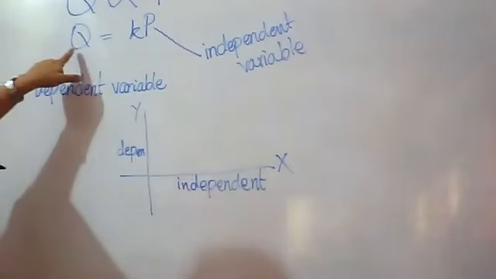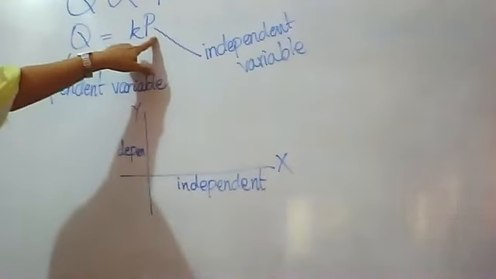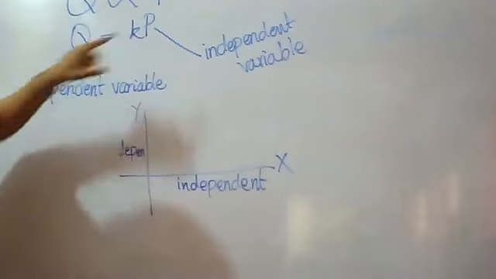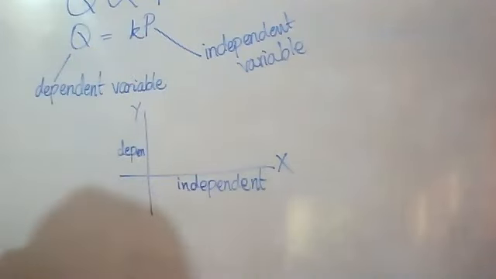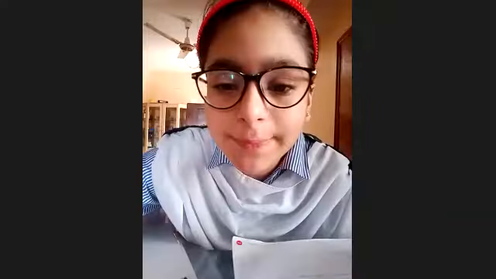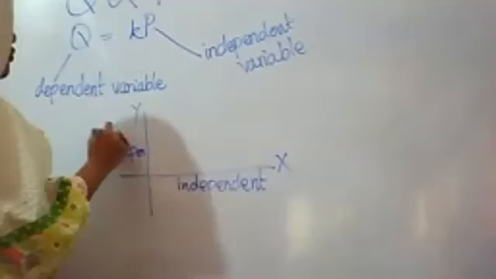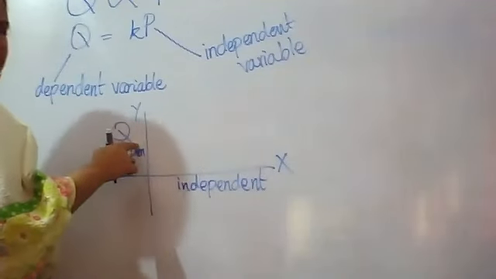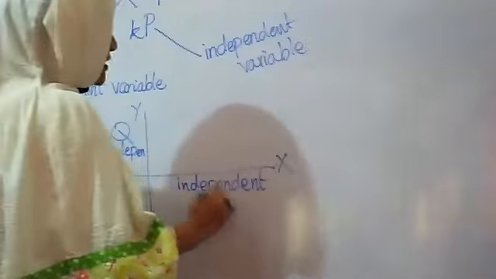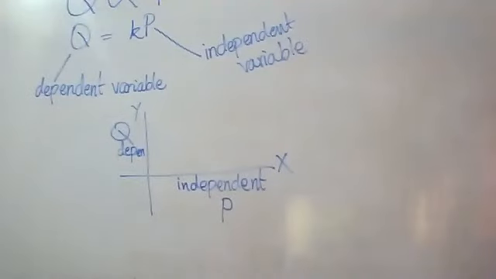And on the y-axis, you will always write the dependent variable. Now here is Q and here is P. Which variable will I take on x and which on y? Q will go on the y-axis and P will come on the x-axis. You get my point?